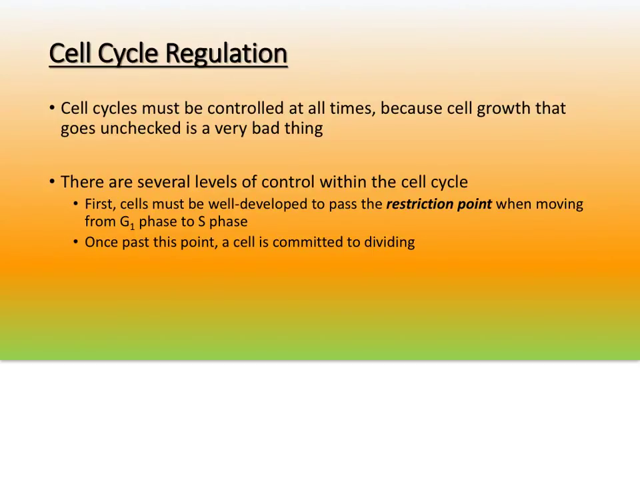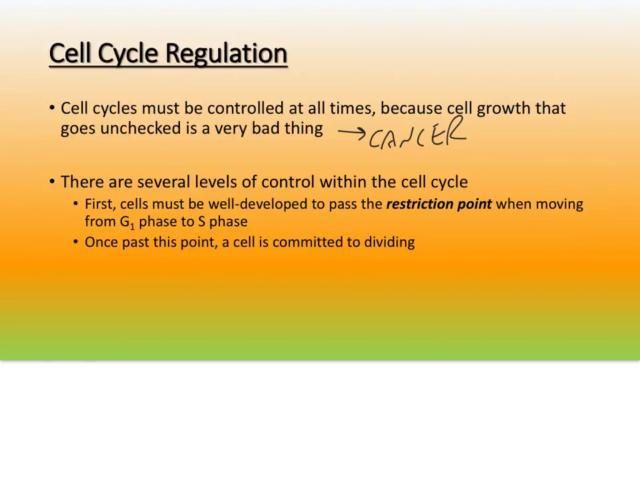Now, the last thing we have to cover, I know this has been a lot to listen through, is that you also have to control or regulate the cell cycle. Cell growth or cell division that goes out of control is a really, really bad thing. The reason it's a really bad thing is because that's what we call cancer. So your cell has a very complicated way of maintaining its control over the cell cycle.